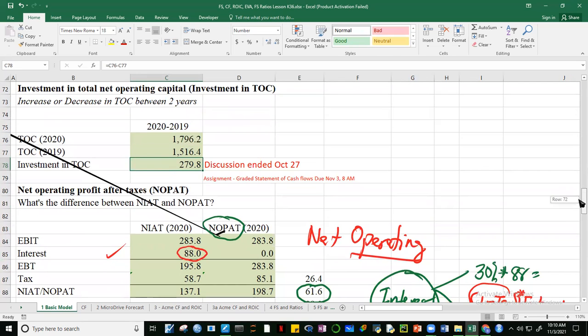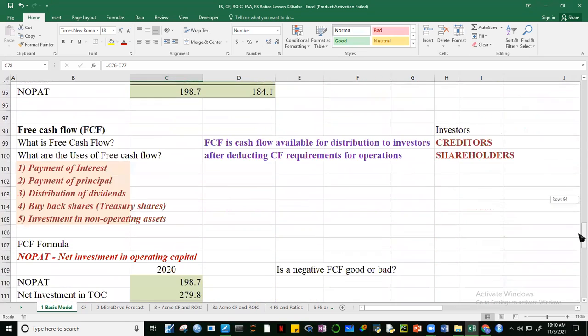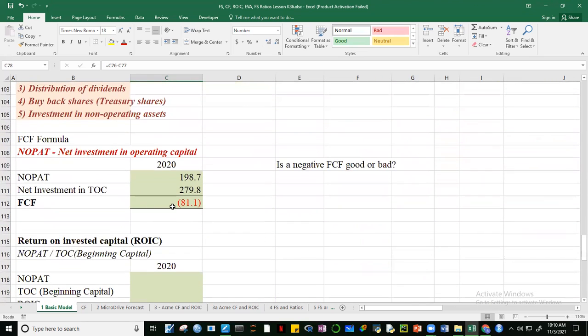And because of the high TOC, even more than the NOPAT, you have a free cash flow that's negative. So a negative free cash flow, guys, can either be good or bad. It depends on the situation. In this case, we say that the negative free cash flow is a good indicator for the company because it was born out of the heavy investment in its operating current assets and its long-term assets.